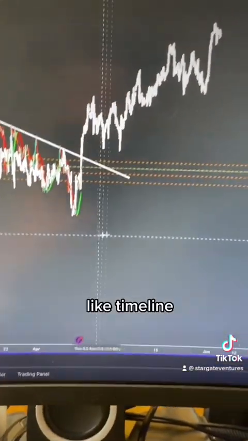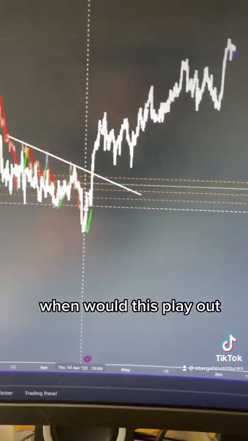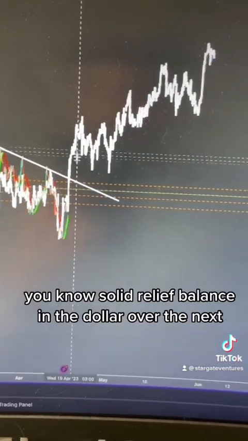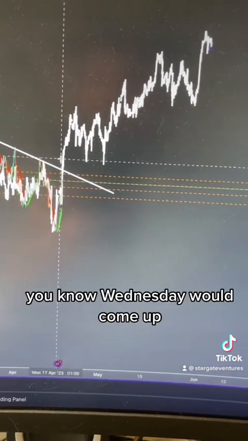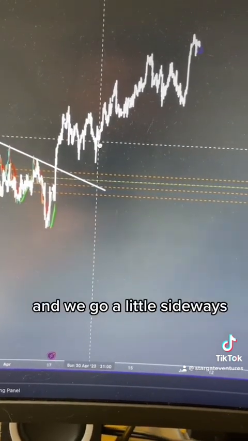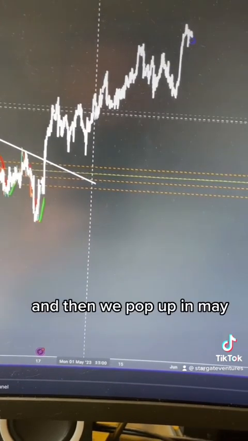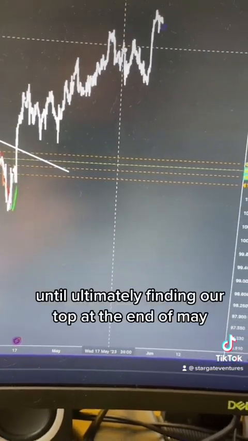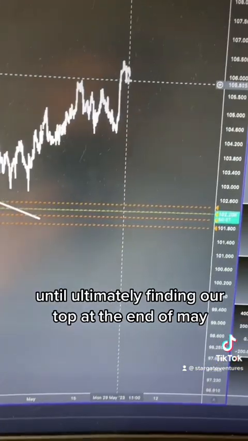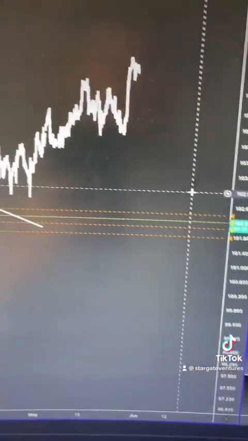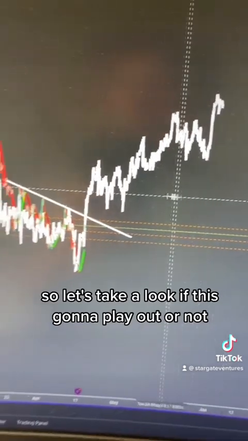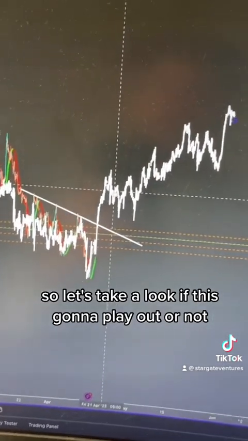So if we're talking about timeline, when would this play out? We would have a pretty solid relief bounce in the dollar over this week. Wednesday would come up and we go a little sideways until the end of April, and then we'd pop up in May until ultimately finding our top at the end of May in the dollar and then resulting back down for June for the dollar. So let's take a look if this is going to play out or not.